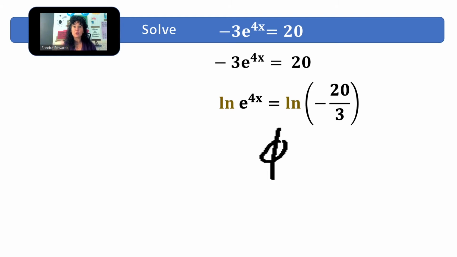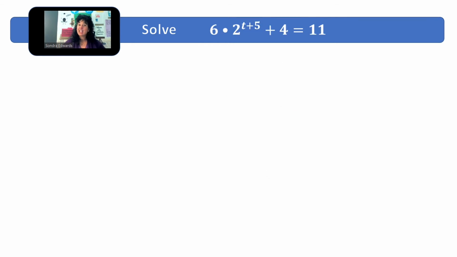And that's because we can't take the log of a negative number. Here we've got another problem, and I want you to just think for a moment after the ones we've done so far. What would you do first?